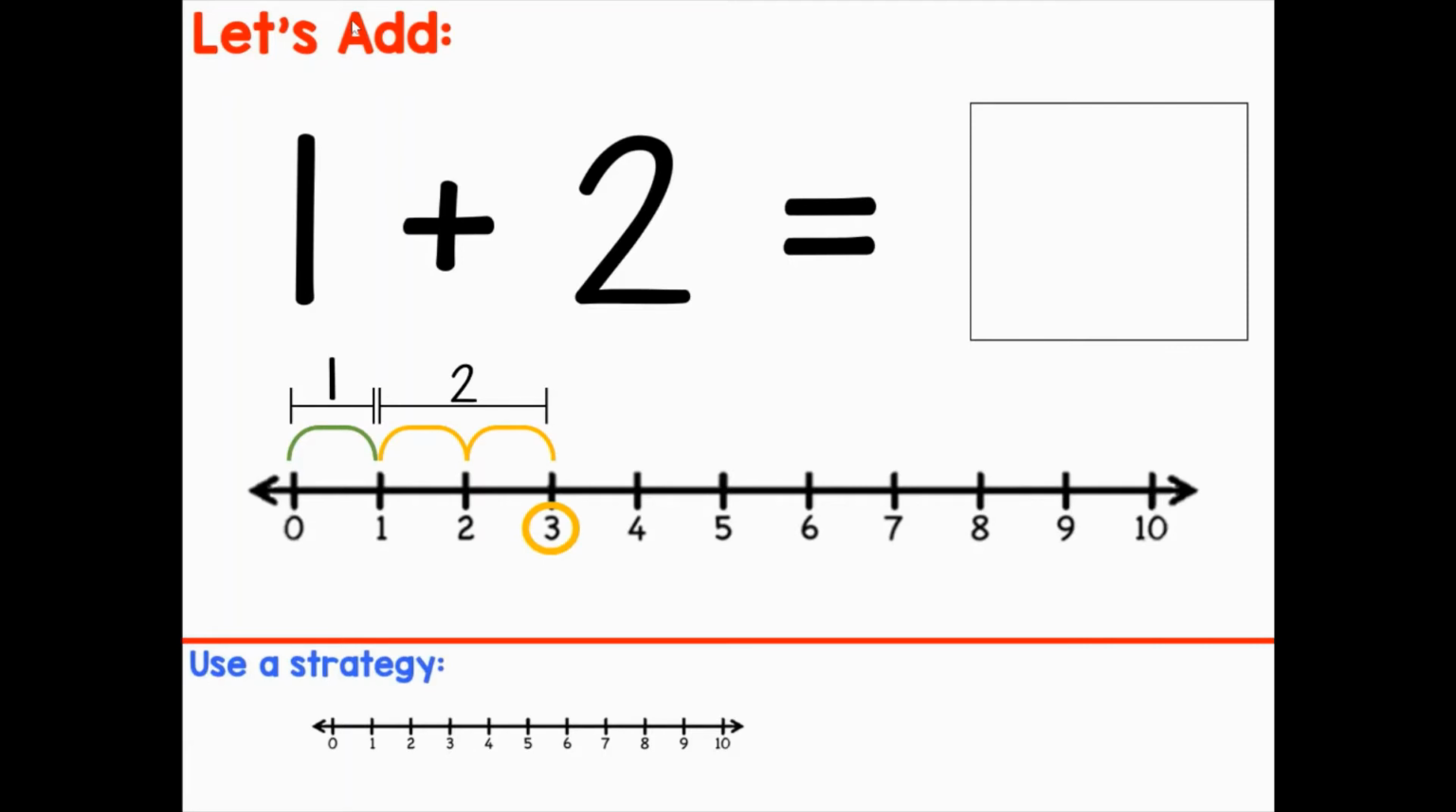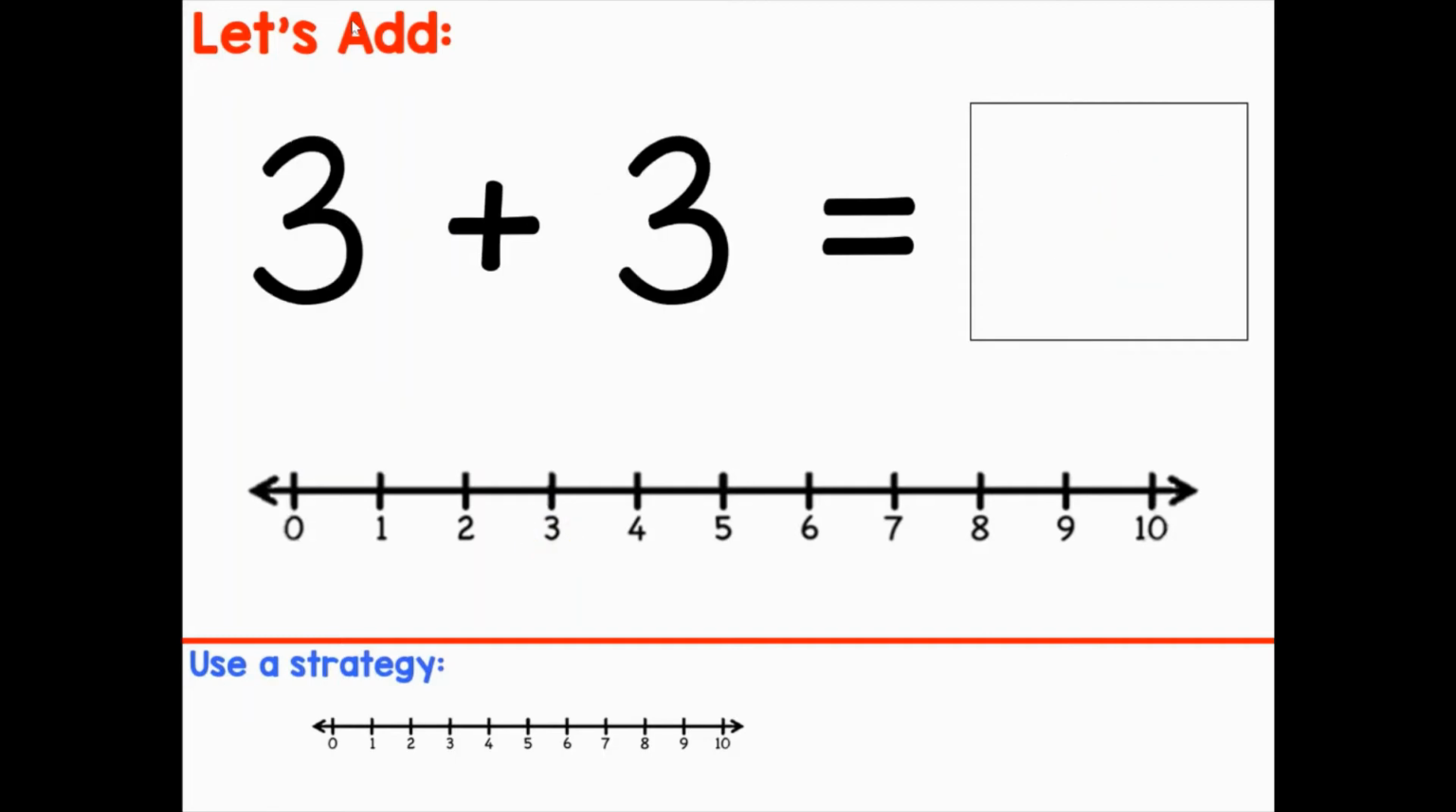3. 1 plus 2 equals 3. Let's try it again. 3 plus 3 is our number sentence. Our first number is 3, so I'm going to make 3 hops. 1, 2, 3. I've made 3 hops.